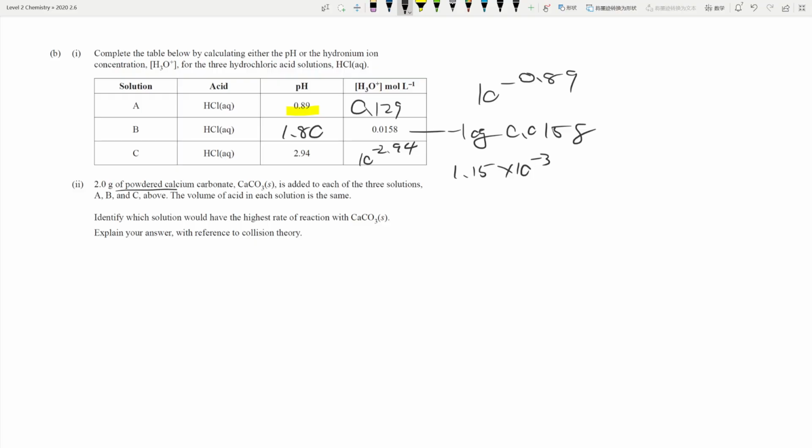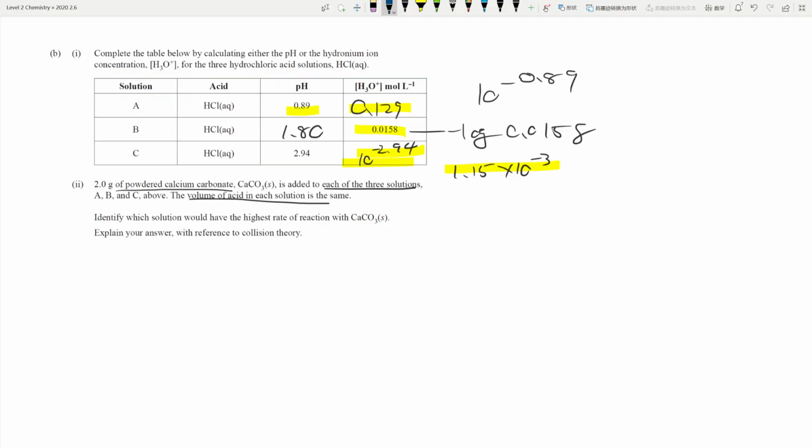2 grams of powdered calcium carbonate is added to each of these solutions. Oh, yes. Okay, the volume of each acid is the same. So this is what I meant. They don't really give you concentration on a standalone question. They try to mix it up. You have to calculate these concentrations first to actually know what the difference is. You actually have to calculate them.